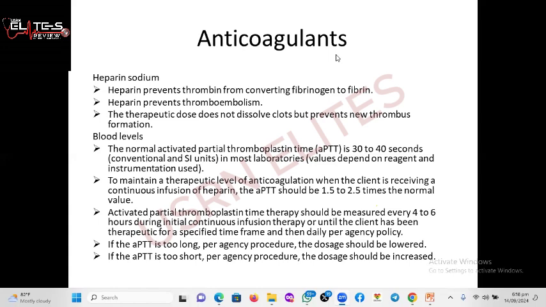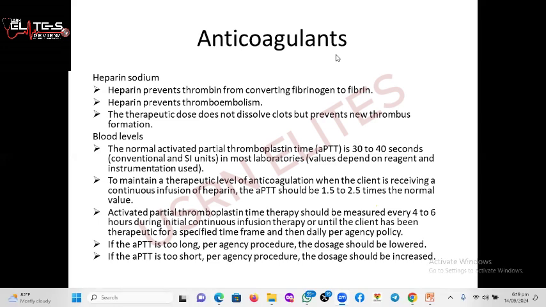And so for a normal person like myself, like yourself, who is not on heparin, who is not on any anticoagulant, if we go and check our activated partial thromboplastin time, we should range between 30 to 40. That is for a normal person, for someone who is not on heparin, or someone who is not having any bleeding disorders. Your APTT level should be between 30 to 40 seconds.